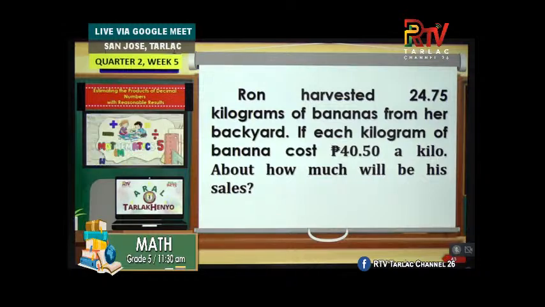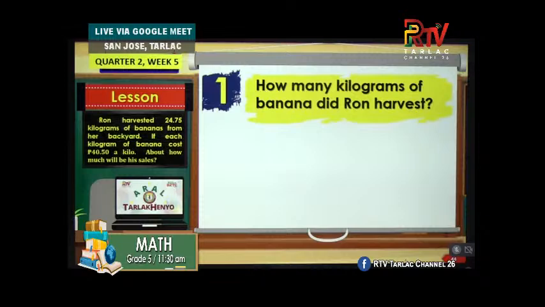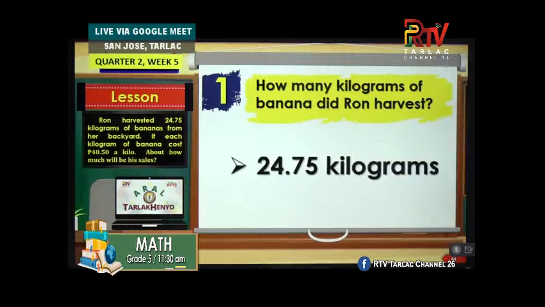Now that you have learned the steps, let's try this example. Ron harvested 24 and 75 hundredths kilograms of banana from his backyard. If each kilogram of banana costs 40 pesos and 50 centavos a kilo, about how much will be his sales? Let us analyze the problem. How many kilograms of banana did Ron harvest? Yes, correct. It is 24.75 kilograms.